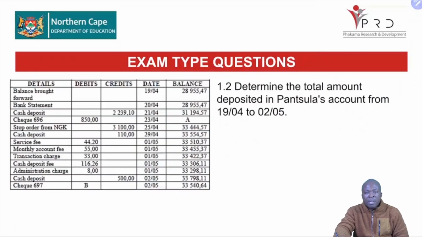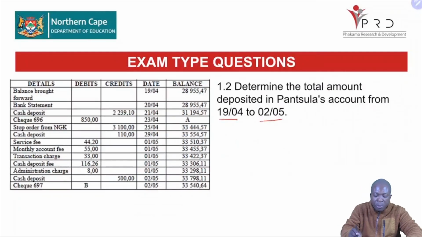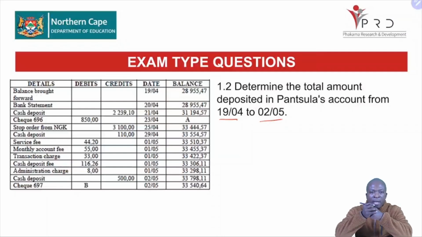Determine the total amount deposited into the account from 19 April to 2 May. All the amounts that have been deposited. So let's go 2 minutes. Read and see if you can get the answer. We'll come back after 2 minutes.